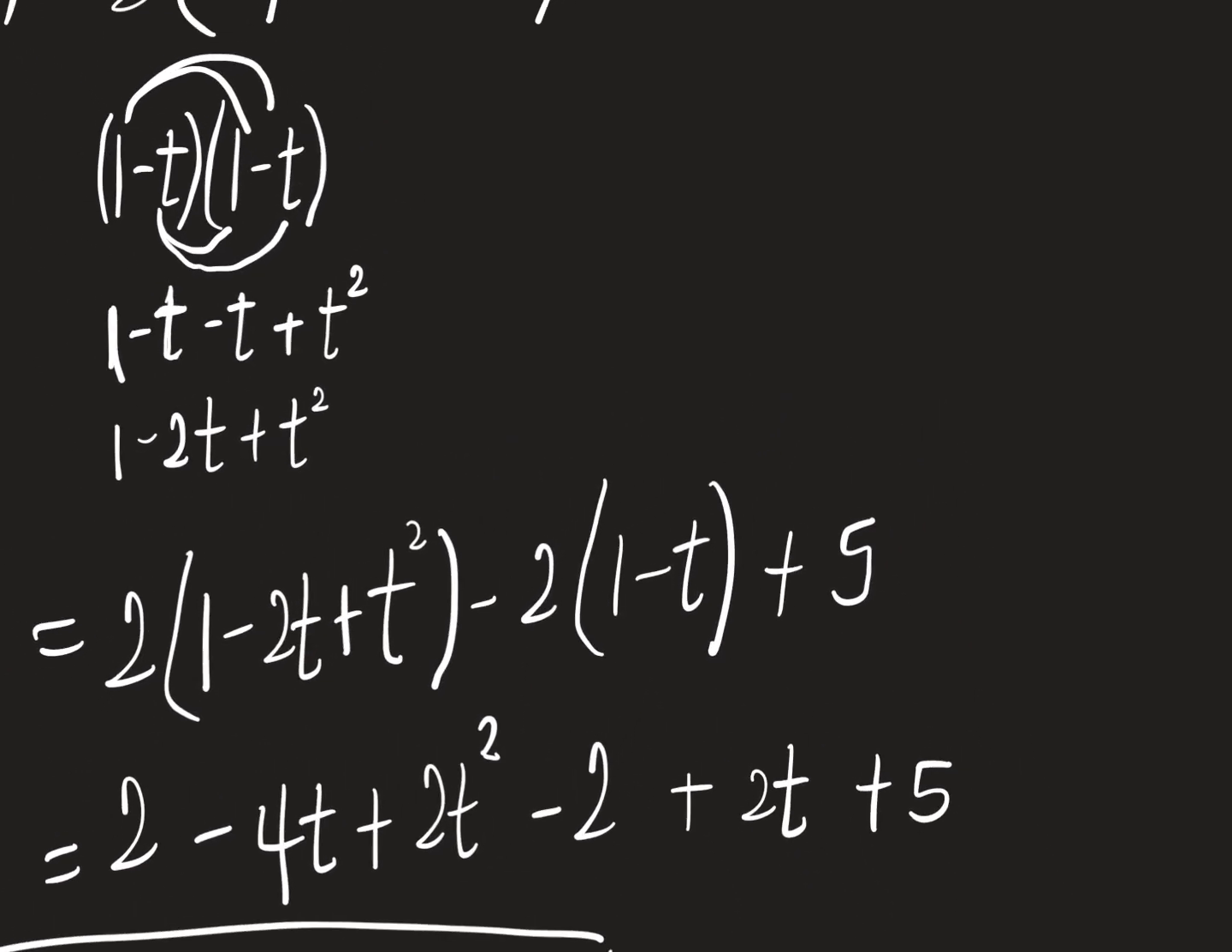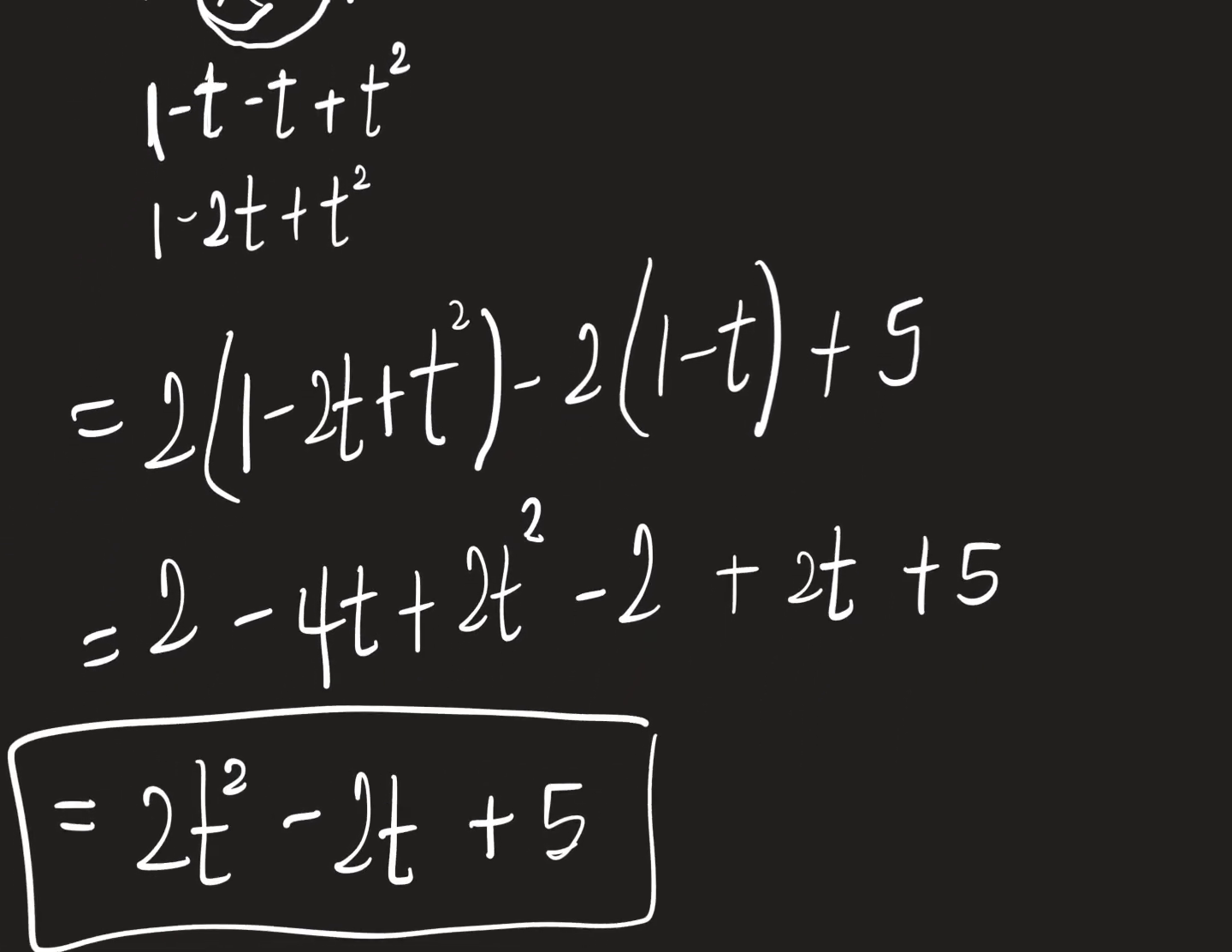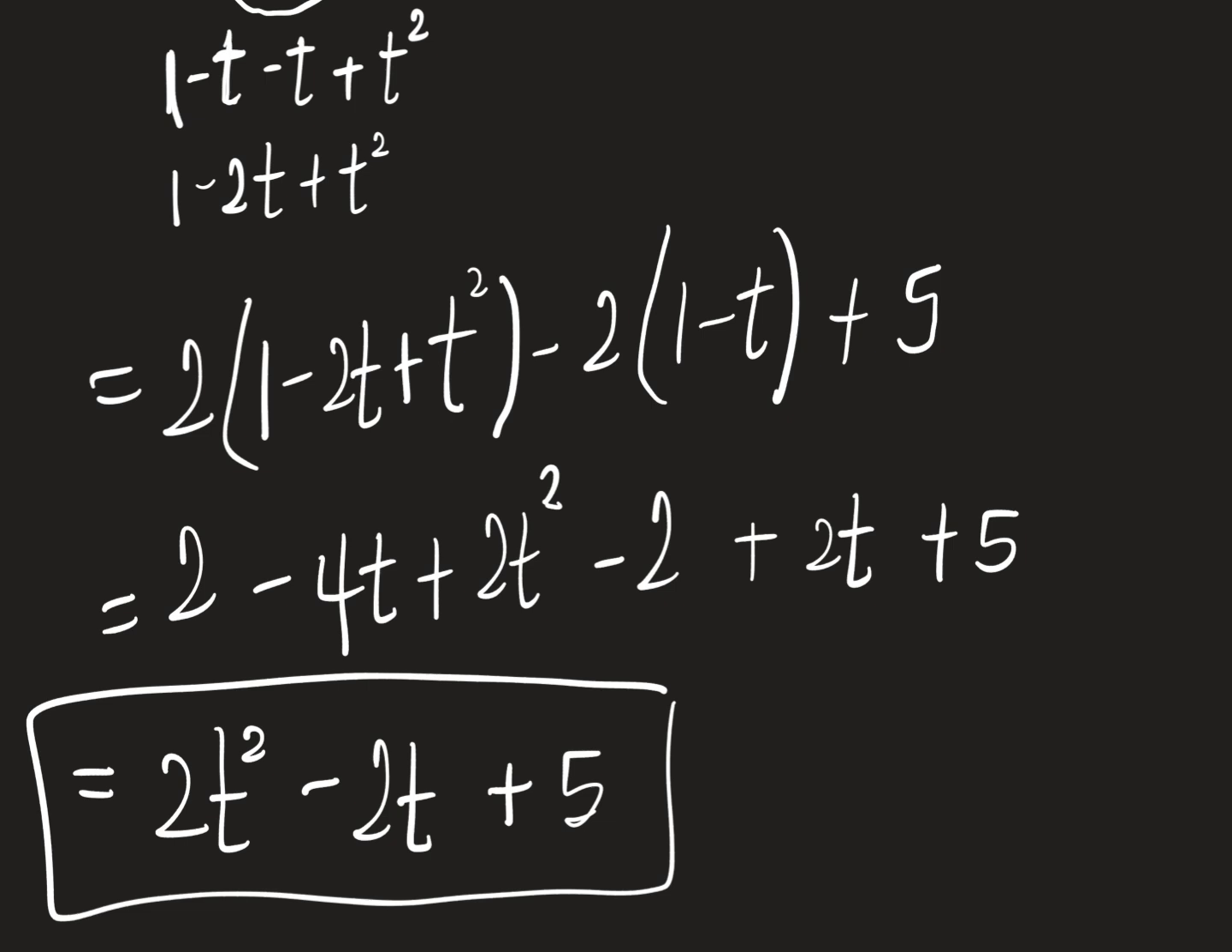When we do all that distribution, we get 2 minus 4t plus 2t squared minus 2 plus 2t plus 5. We want to combine like terms. There are no other t squareds, so we're just going to put the 2t squared out front. And then negative 4t and 2t combine to give us negative 2t. Positive 2, negative 2, and positive 5 all combine to give us a positive 5 on the end. And this is our final answer. There's nothing else I can do to that one.